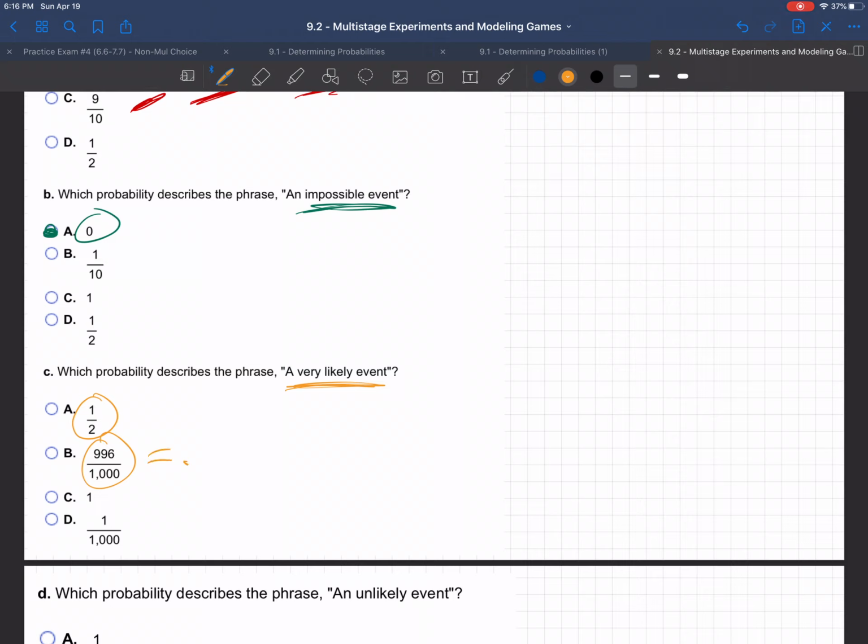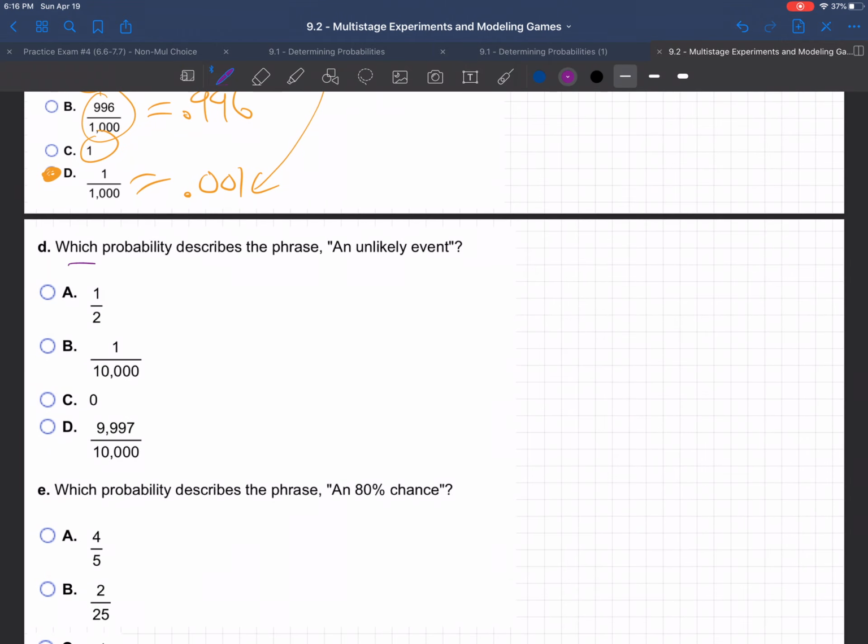If you divide that in your calculator, that's 0.996. That's a 99% chance. 1, that's a certain event. What about 1 in 1,000? Yeah, that's 0.001. There it is. 1 in 1,000 is very unlikely. There we go. Okay, let's try part D.